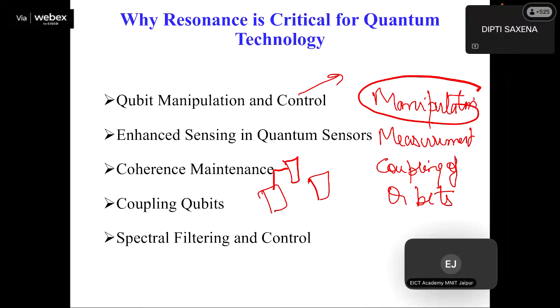So, the knowledge of the circuits and hence the knowledge of resonance is essential for realizing the hardware of quantum technology, for understanding the process of quantum technology.